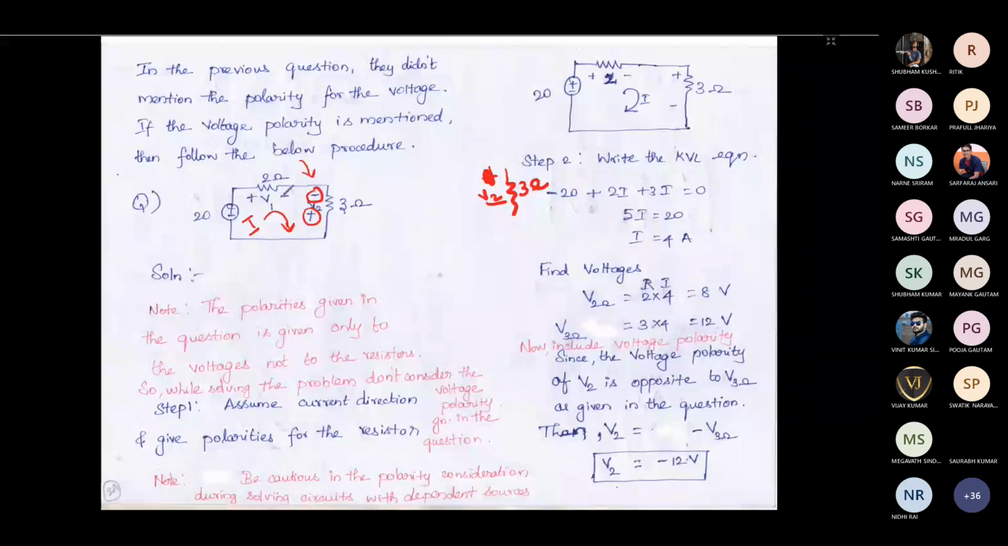Just assume the current direction. Okay, so the question is given like this. Then you assume the current direction, that is assumed like this. Then you write the KVL equation again.